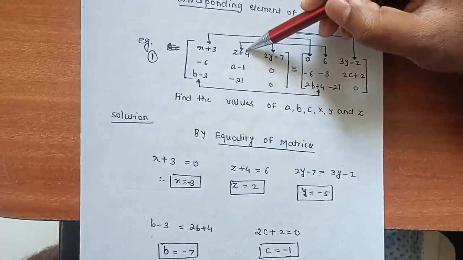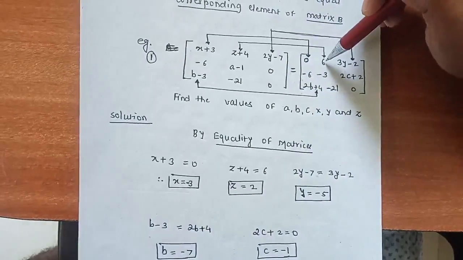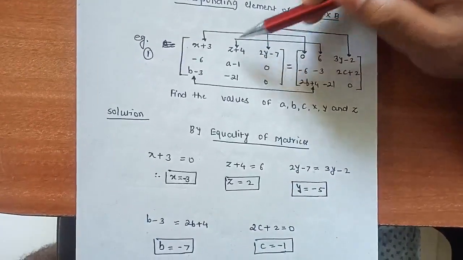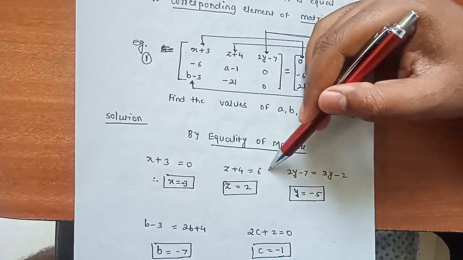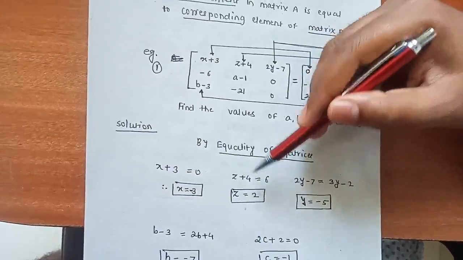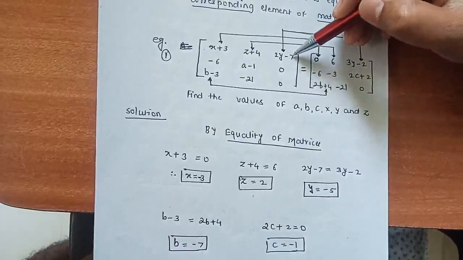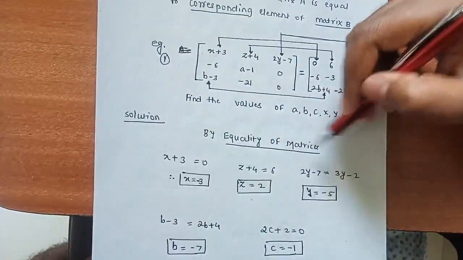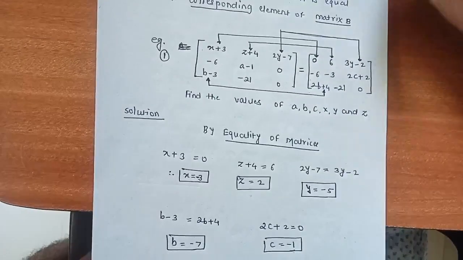Similarly, z plus 4 corresponding position element is 6 because that is a12. Here is also a12 position. So z plus 4 is equal to 6. So take the 4 to the right hand side. So z is equal to 6 minus 4, and 6 minus 4 is 2. So I got the z value as 2. Equally, 2y minus 7 is equal to 3y minus 2, and then you can equate and you can find the value. So I got y is equal to minus 5.